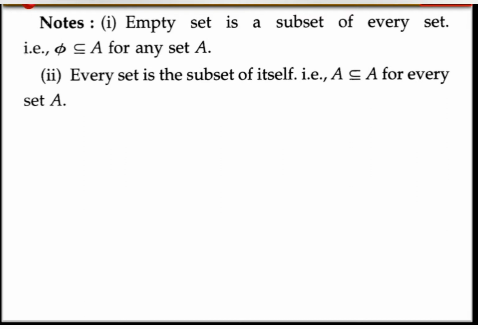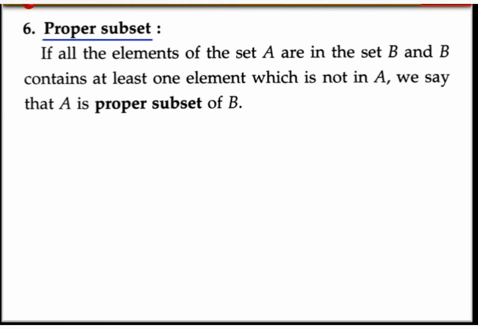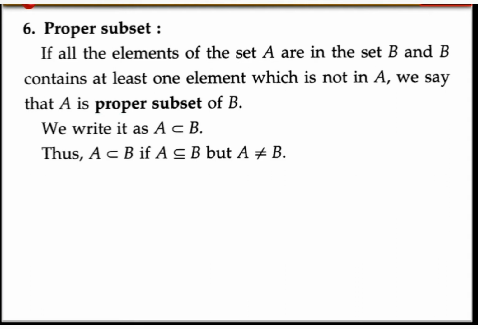That is, A is a subset of A for every set A. Now, proper subset. If all the elements of the set A are in the set B and B contains at least one element which is not in A, we say that A is a proper subset of B. We write it like this. Thus, A is a proper subset of B if A is a subset of B but A is not equal to B.